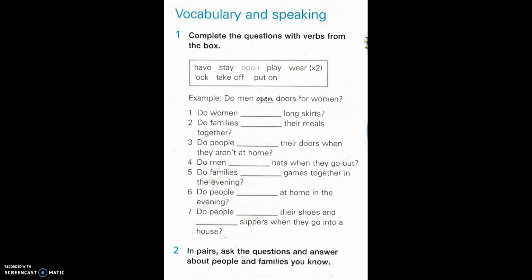And then it's nice to bring in a bit of speaking practice. So question 2 there, in pairs ask and answer the questions about people and families. You know, you could do this in breakout rooms, or you could do it as open pairs in the main room. Do an example yourself first to model the task, get a student to ask you a couple of the questions, and then you can say to them, okay, Ahmed, you ask a question, and Sarah, you answer. And do it like that.